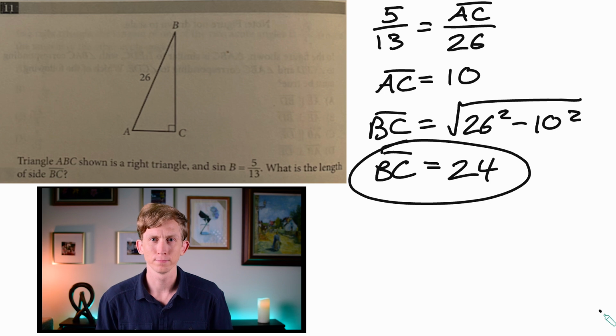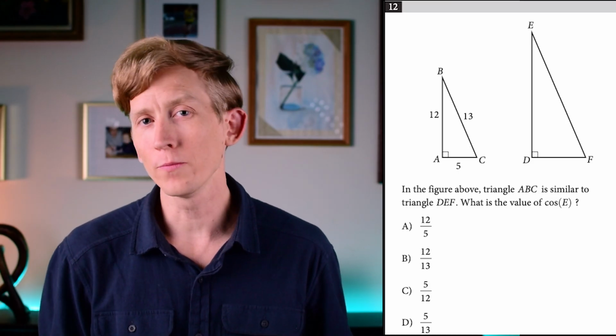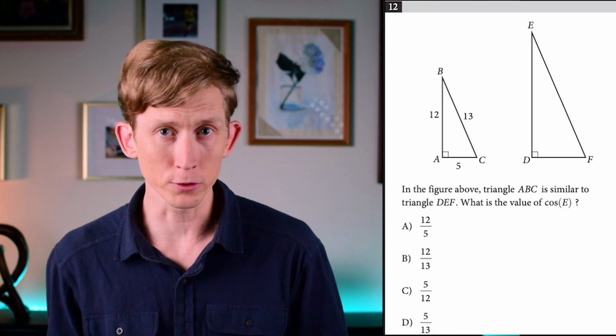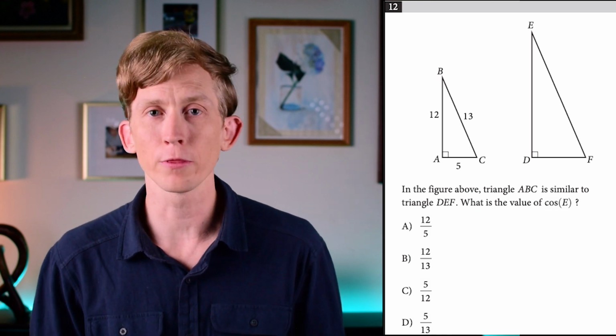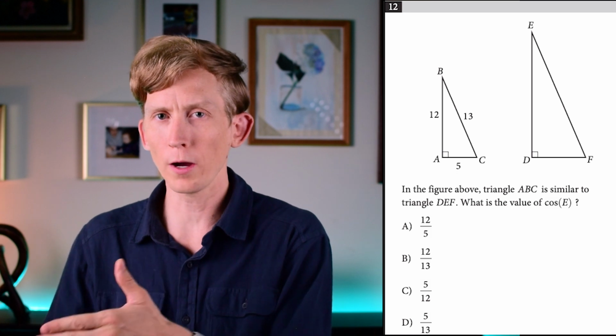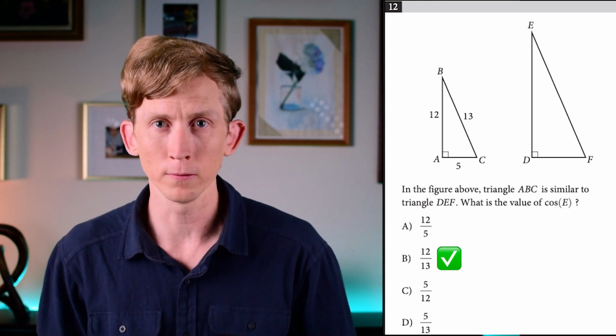More on that soon. Finally, you'll be given information on one triangle and then asked to find something like cosine of E for a similar triangle, but this is effectively the same thing. Cosine of E is equal to the cosine of the angle corresponding with E in the similar triangle.